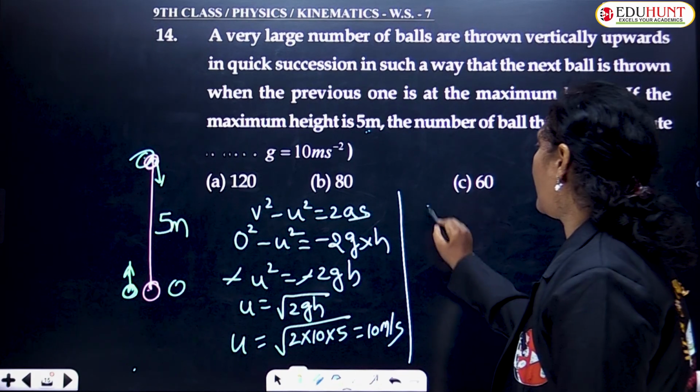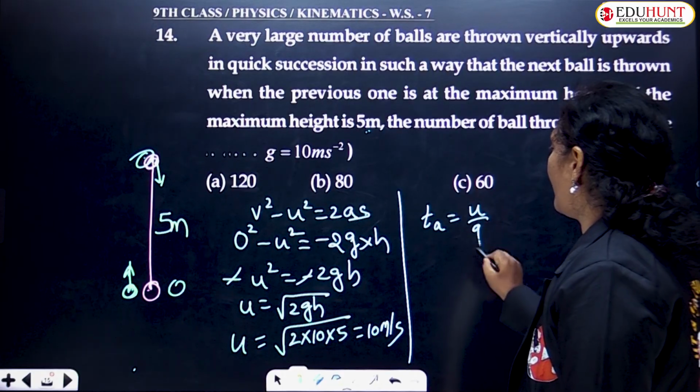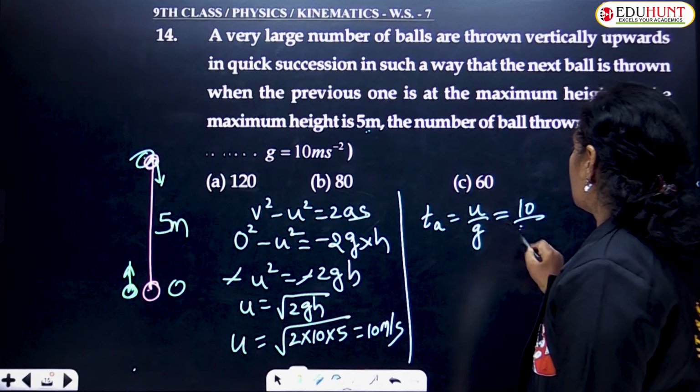To find the time of ascent, we know the formula is u by g. What is the value of u? 10. And the value of g is also 10.